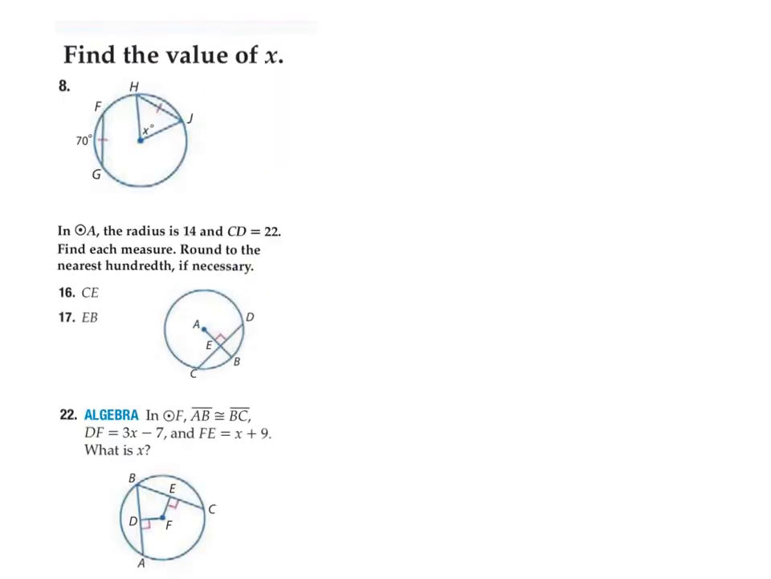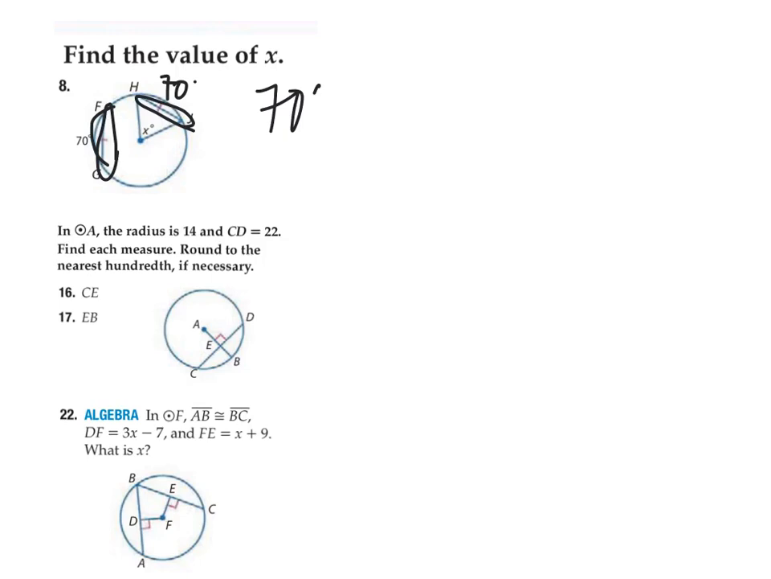Alright, let's take a look at these problems here. We have the first one, number 8, find the value of x degrees. Well, looking at the picture, I noticed that FG is congruent to HJ. So if the measure of arc GF is 70, the measure of arc HJ is also 70 degrees, which means that the measure of angle X is 70 degrees. So the answer for number 8 is 70 degrees.